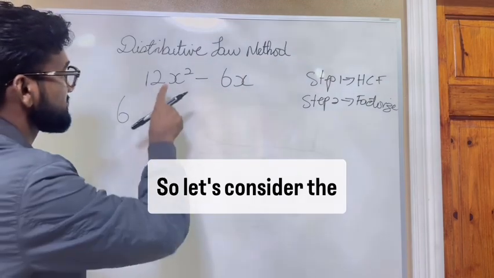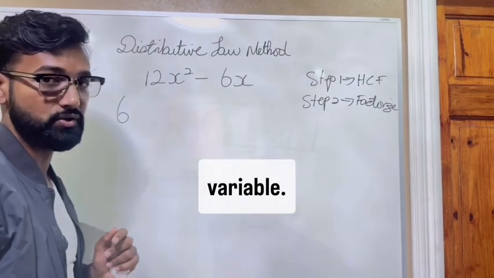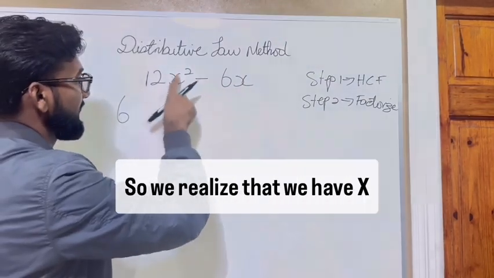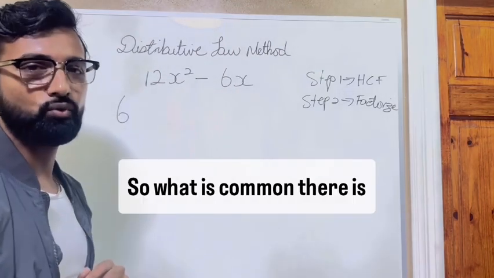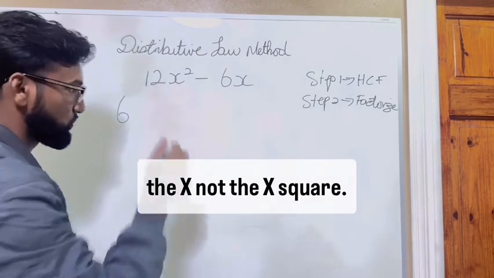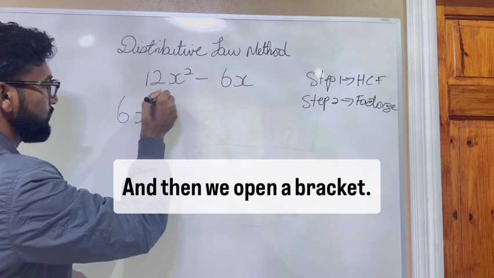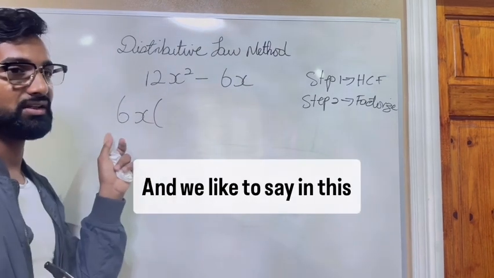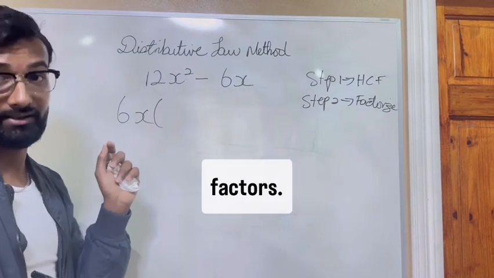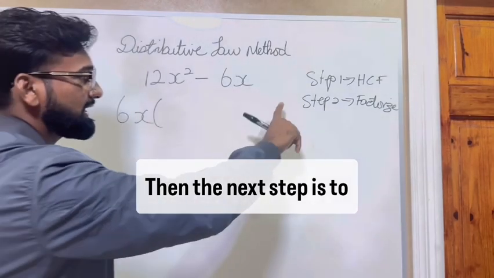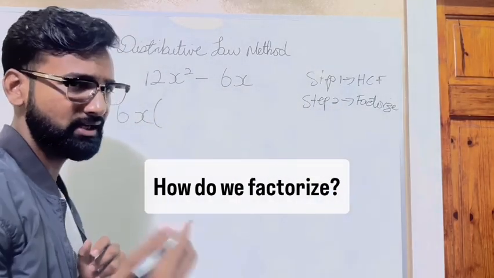Good. So let's consider the variable too. We have to consider the variable. So we realize that we have x squared here and we have x here. So what is common there is the x, not the x squared. So we put the x here and then we open a bracket. And we like to say, in this case, we factorize out the factors. Good. Then the next step is to factorize. How do we factorize? This is how.